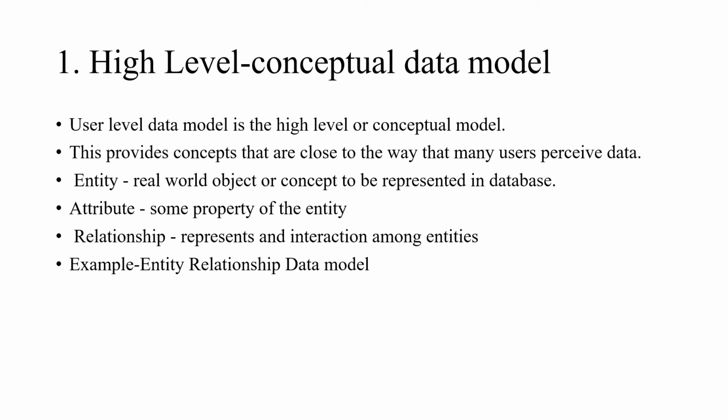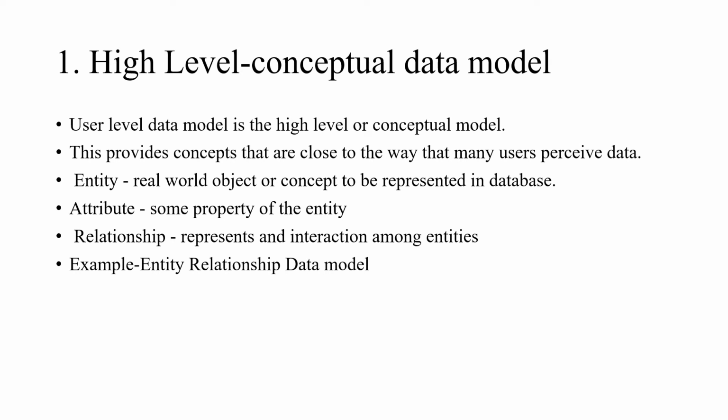These are the attributes of that entity. Attribute is the property of the entity. And the relationship represents interaction among entities. Relationship means, for example, there is a relationship among student and lecturer entities.